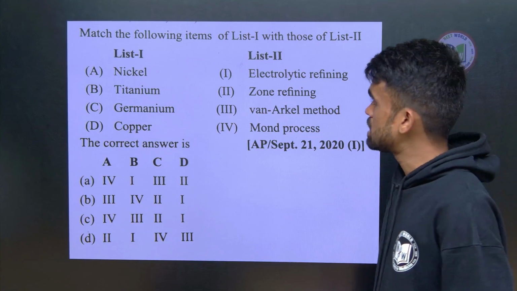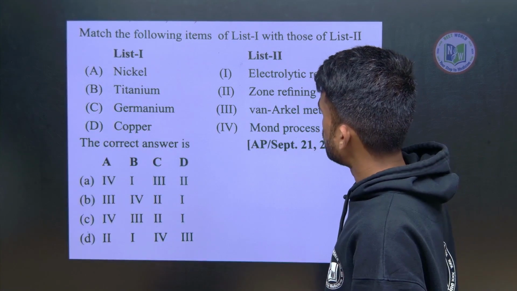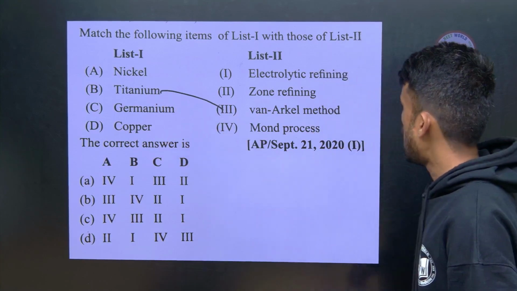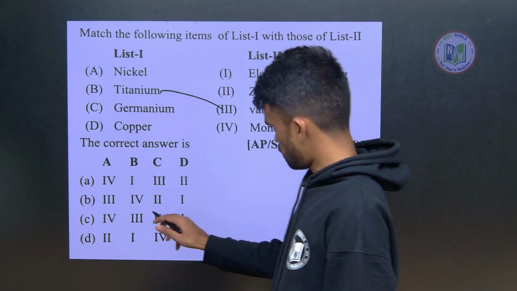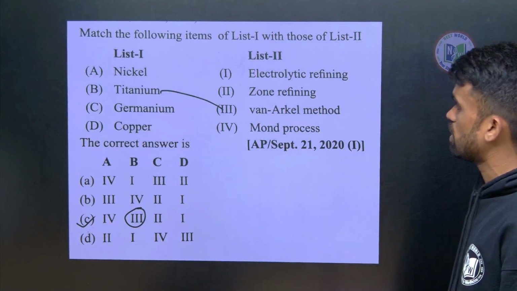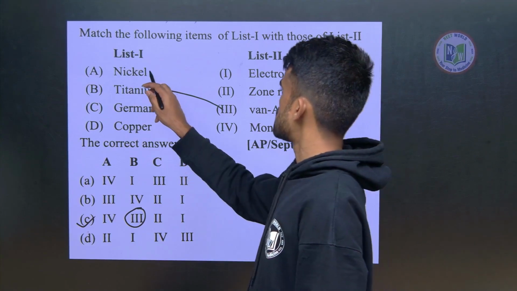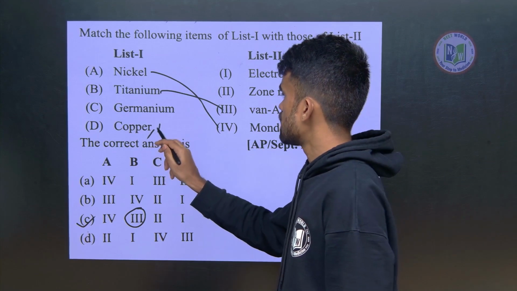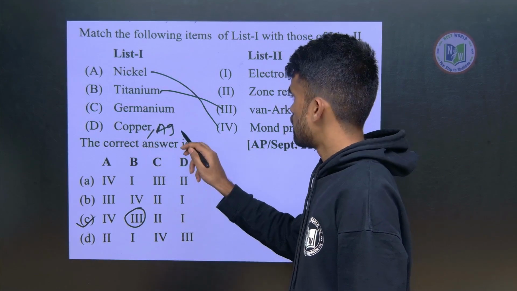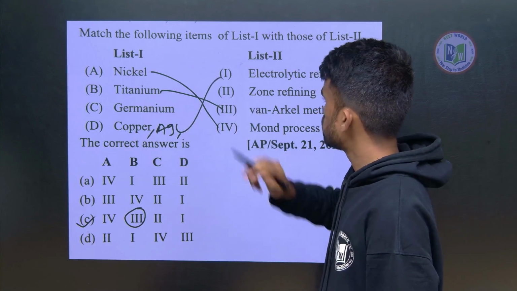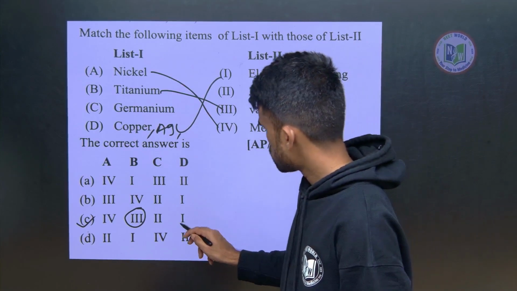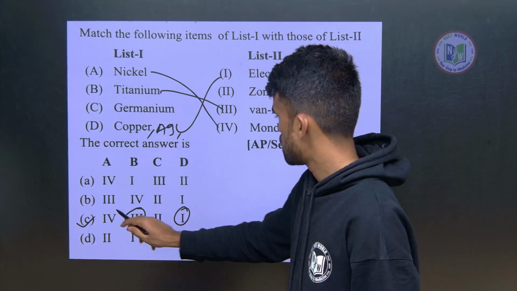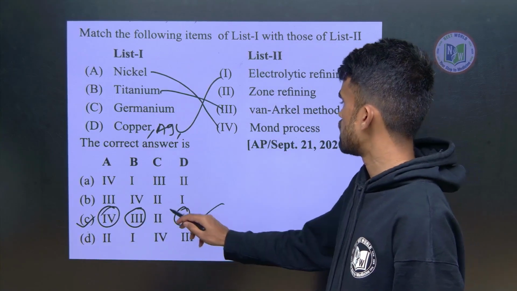Next, this is from metallurgy. What methods will we be using here? For titanium and zirconium we will be using Van Arkel's process, B3. So you can directly choose this option, but we will verify with the other options also. Nickel is for Mond's process, yes. For copper, silver and other precious metals, we will be using electrolytic refining, D1. Nickel, as I told you, is Mond's process, and germanium is zone refining.